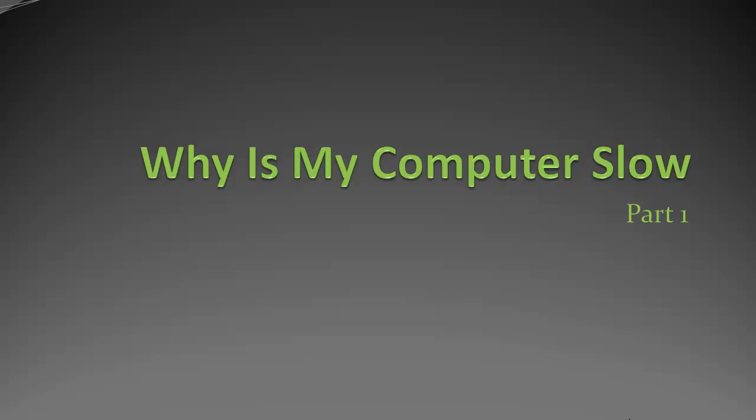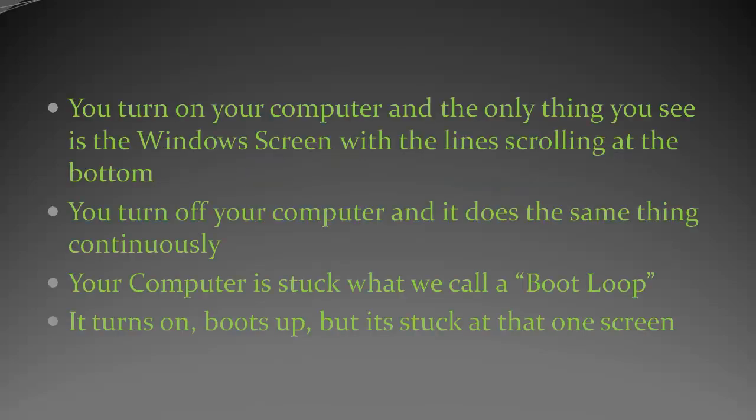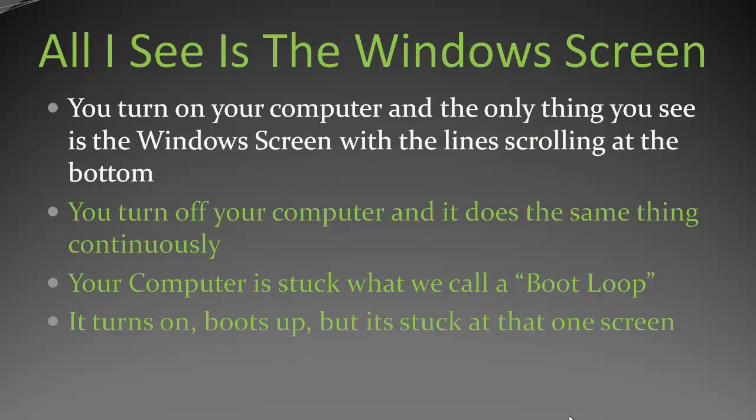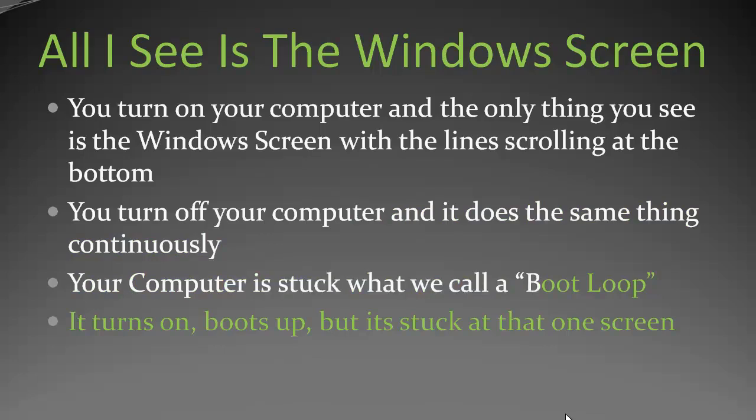First thing we're going to talk about is what happens when your computer is so slow. You turn on your computer, and the only thing you see is the Windows screen with the line scrolling at the bottom. I'm sure you guys have seen this. You turn off your computer, and it does the same thing continuously. Your computer is stuck in what we call a boot loop. It turns on, it boots up, but it's stuck at that screen. In other words, you turn on the computer, you're just seeing the Windows logo, and you're seeing those lines scrolling at the bottom of your screen. And that doesn't do you any good at all. You need to get your PC up and running, and right now your screen is just stuck, and you need to get your baby back on the road.